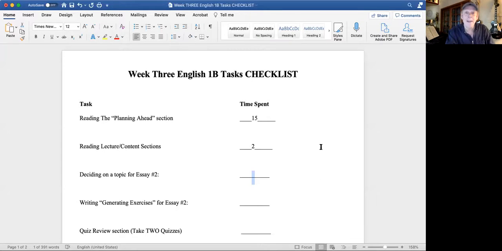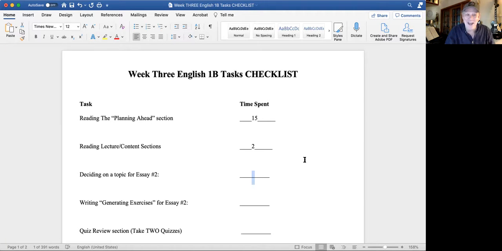Let's get right to the checklist and take a look at things we have to do. I'd like you to do this every week. I'd like you to look at the checklist ahead of time and think about what you have to do, kind of plan ahead. In fact, I have a whole section here, reading the planning ahead section. So let's spend 15 minutes doing that.